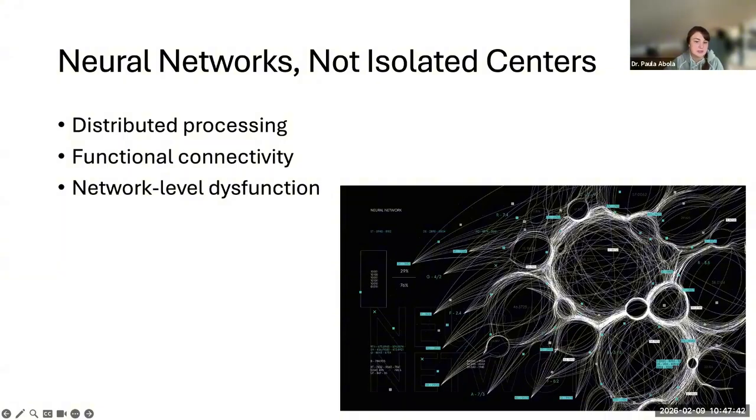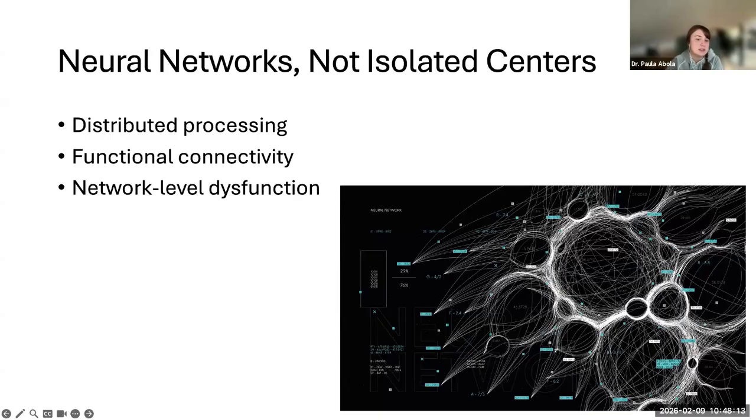So functions such as attention, as you're now paying attention in my class, memory, so for example, what you'll remember from my class, language, how we communicate in this class, and executive control all emerge from dynamic interactions within and between neural networks. So because of this network-based organization, cognitive deficits often arise not from complete damage to a single brain area, but from disruptions in connectivity between regions.